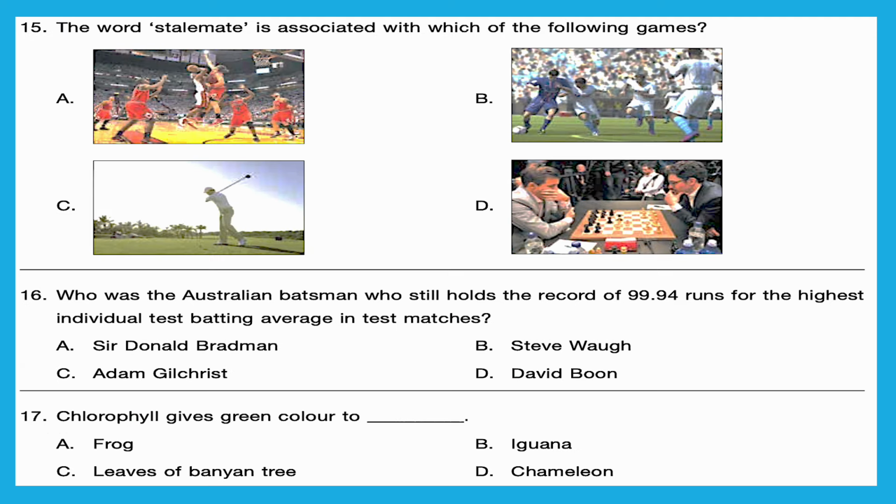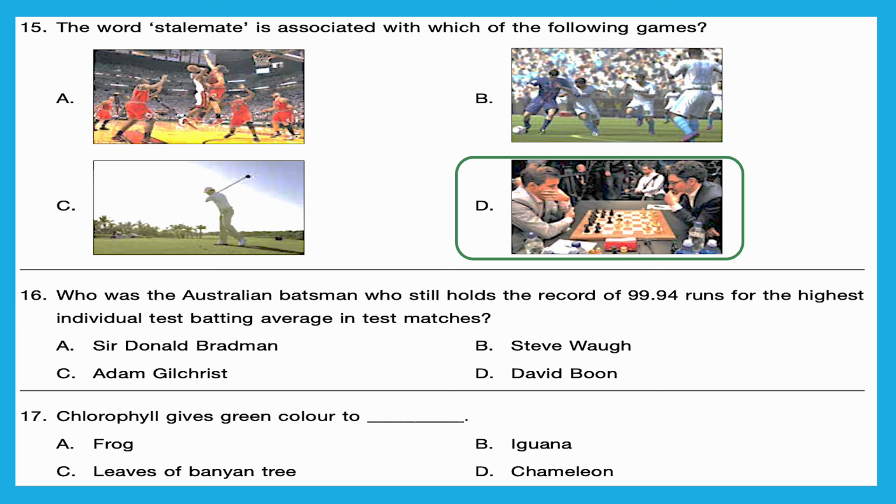Question 15. The word stalemate is associated with which of the following games? The right answer is option D, chess. A stalemate is a special type of draw in the game of chess that occurs when the chess player who has to move cannot make any legal moves to a safe square but is also not in check.